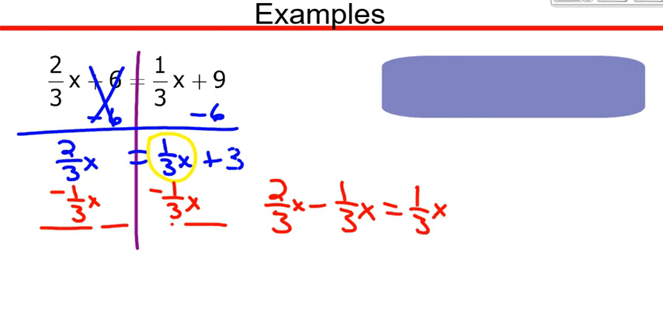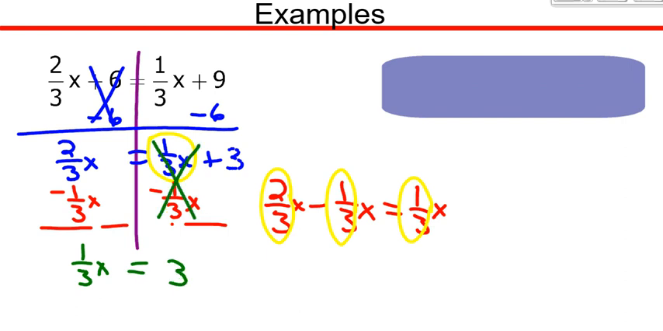And if you're not sure, you can put the fractions in your calculator, 2/3 minus 1/3, and that will give you 1/3, if that helps. All right, so now I am at 1/3 x equals 3, because these cancel.